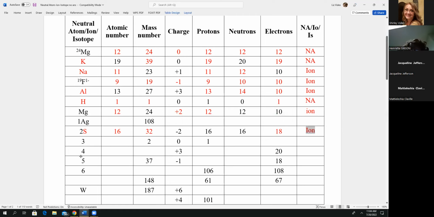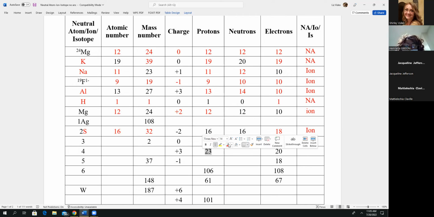All right, so let's do number 4. What did you get for that one? I need help with this one. Okay, so remember we said that +3 means that you have lost, right? And since you've lost and you got 20, that means you started with 23, right? So that means your atomic number was also 23. Let me go ahead and put that in red, otherwise I forget which one I'm filling in.